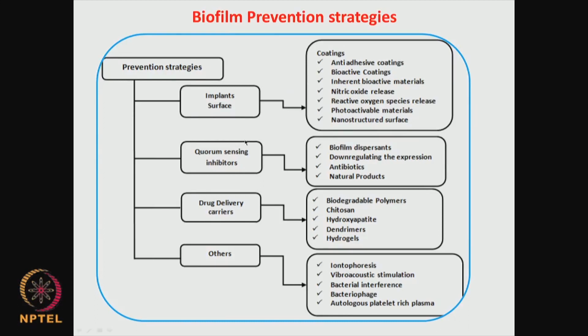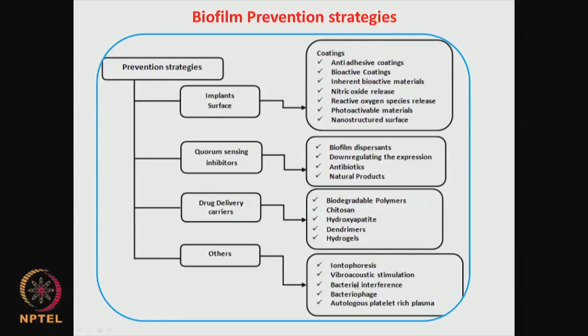Then, developing inhibitors which will inhibit quorum sensing, because I said quorum sensing is a group behavior, and the quorum sensing molecules tell the bacteria that they now have a large group of bacterial population. Okay, can I have biofilm dispersants? Can I downregulate the expression of those LuxI, LuxR which I talked about? Then antibiotics, natural products, and drug delivery carriers, okay, having biodegradable polymers which can release drugs, such as chitosan, hydroxyapatite, dendrimers, hydrogels. All these are different types of natural and synthetic polymeric carriers which can release drug.